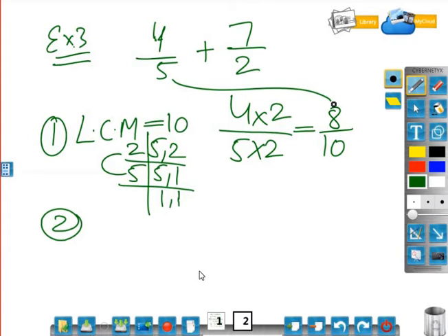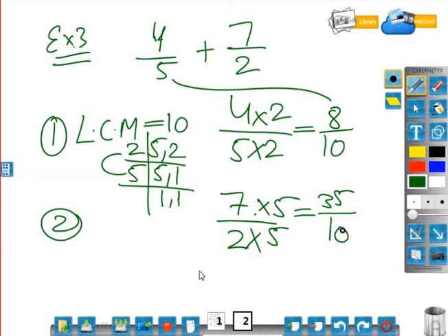Again, now we talk about 7 upon 2. How can we make it like? We multiply by 5. 7 times 5 is 35, 2 times 5 is 10. So this is an equivalent fraction of 7 upon 2, that is 35 upon 10. If you simplify 35 upon 10, you get 7 upon 2. For any fraction, we can find many equivalent fractions. Equivalent means same. This is the step to make the denominators same.